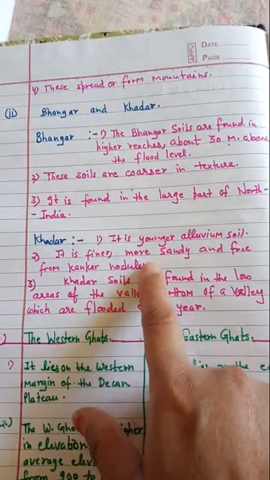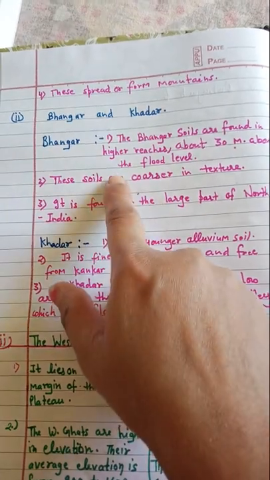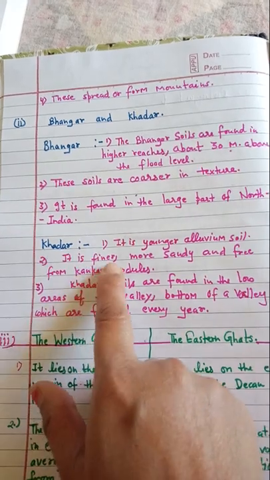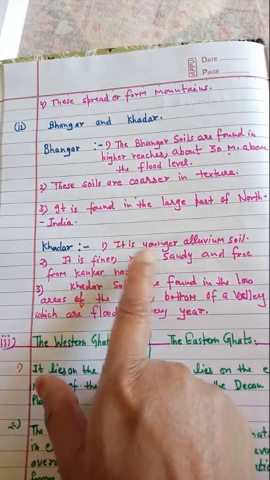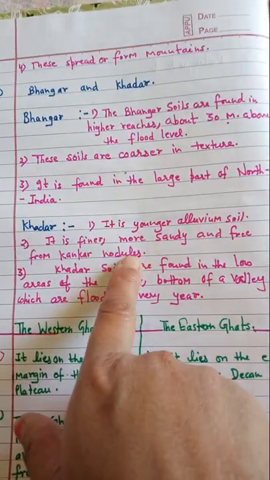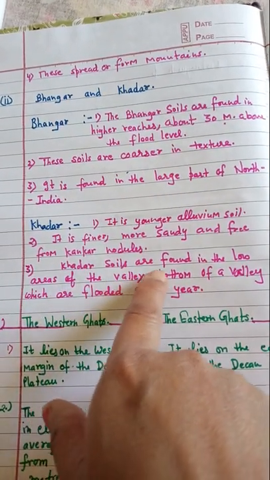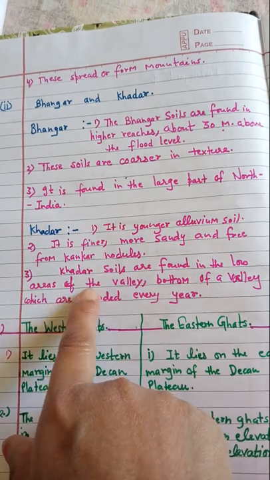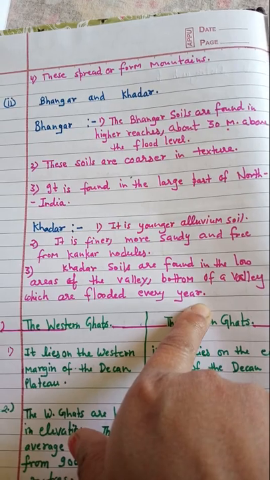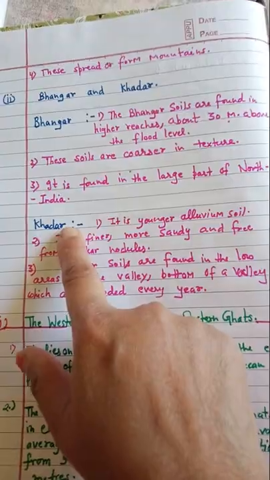Now the Khadar soil is a younger alluvium soil, while Bhangar is the old alluvial soil. Khadar soil is finer, more sandy and free from kankar nodules. Khadar soil does not have any kankar or nodules. Third, Khadar soil is found in the low areas at the bottom of valleys, which are flooded every year.